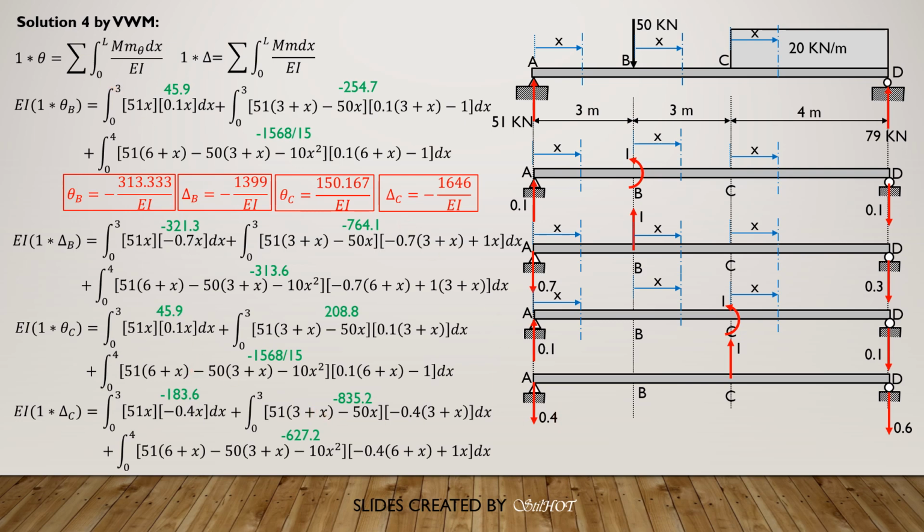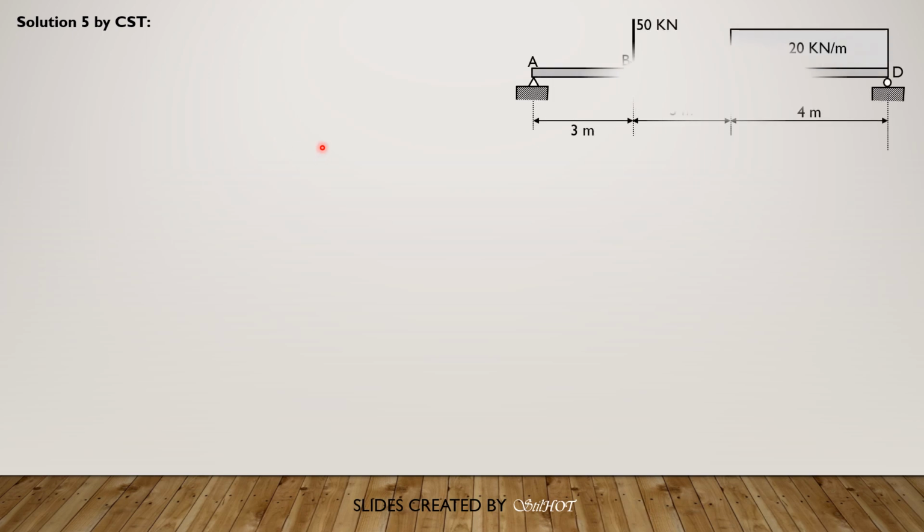So that's it for the virtual work method. So next, solution number 5, Castigliano's second theorem. So this is almost the same as the virtual work method. Instead of applying a unit virtual load, we apply the actual load but an assumed, invented loading.